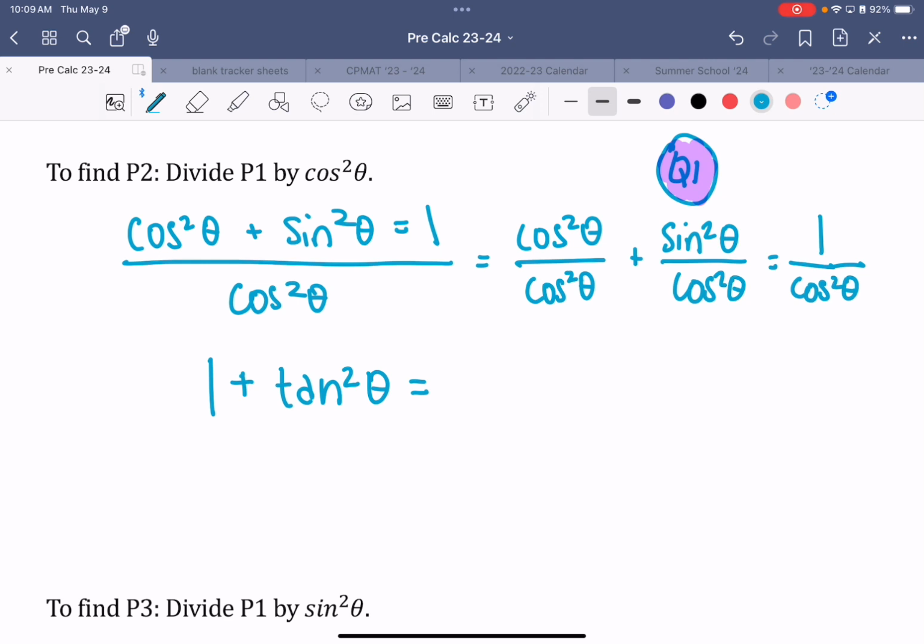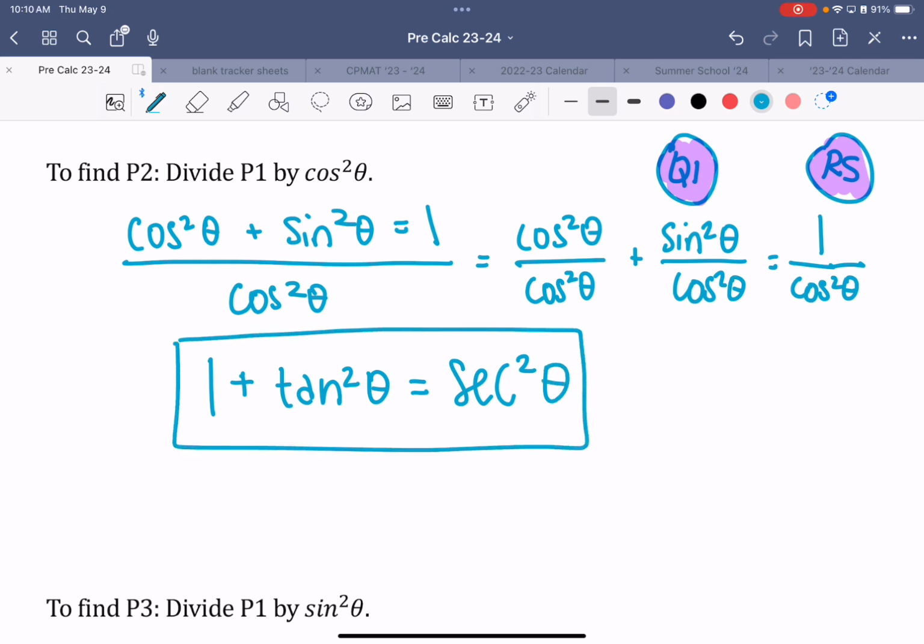And then over here, I have 1 divided by cosine squared. According to R5, 1 over cosine is equivalent to secant. Because that cosine is squared, our secant will also be squared. And this is P2.